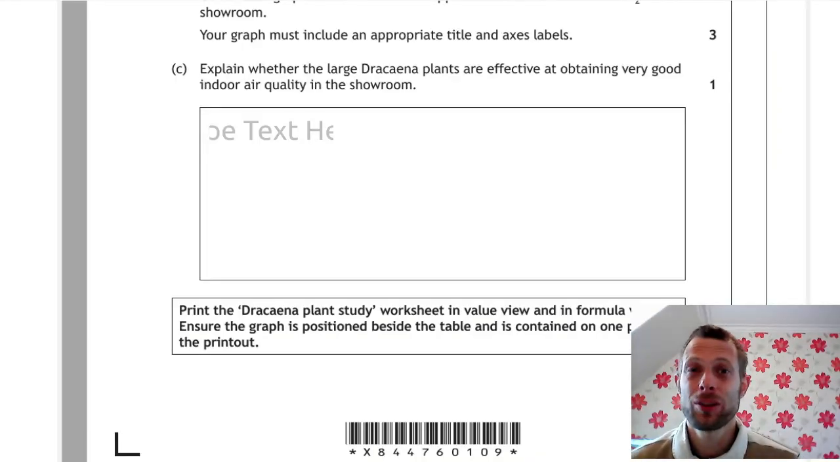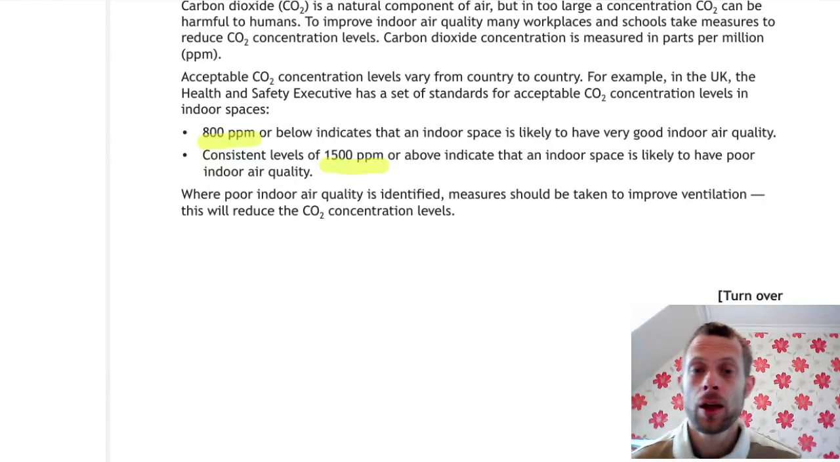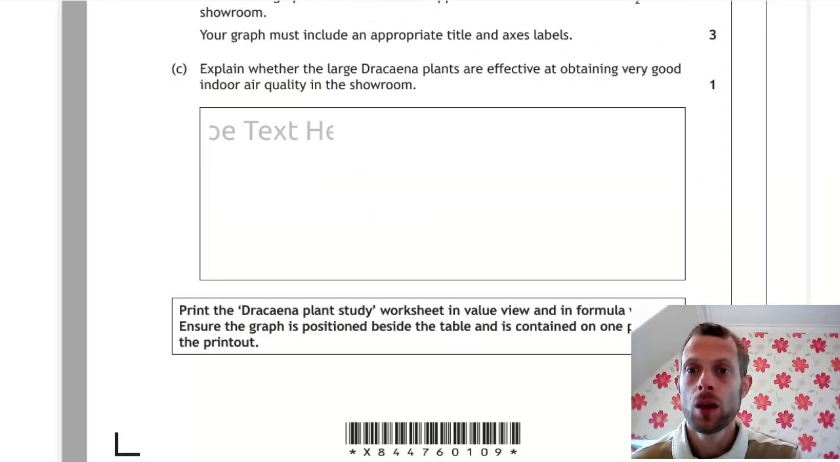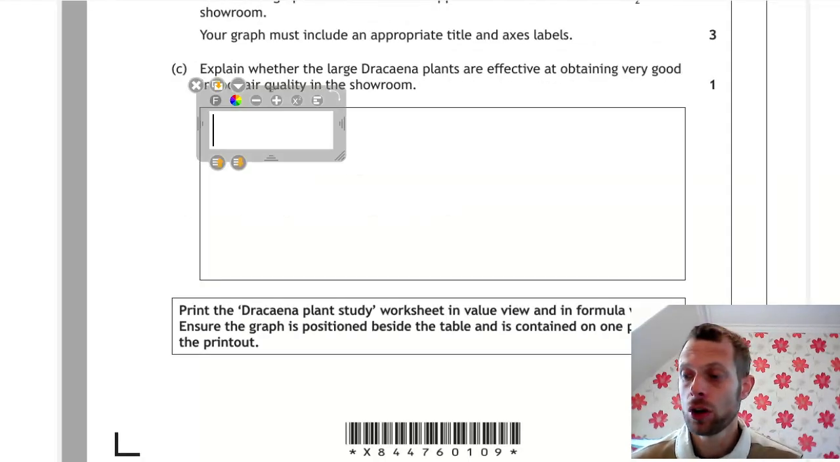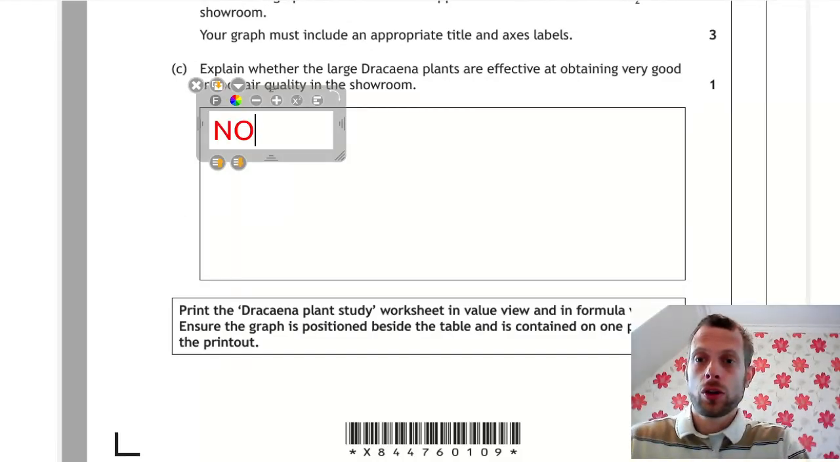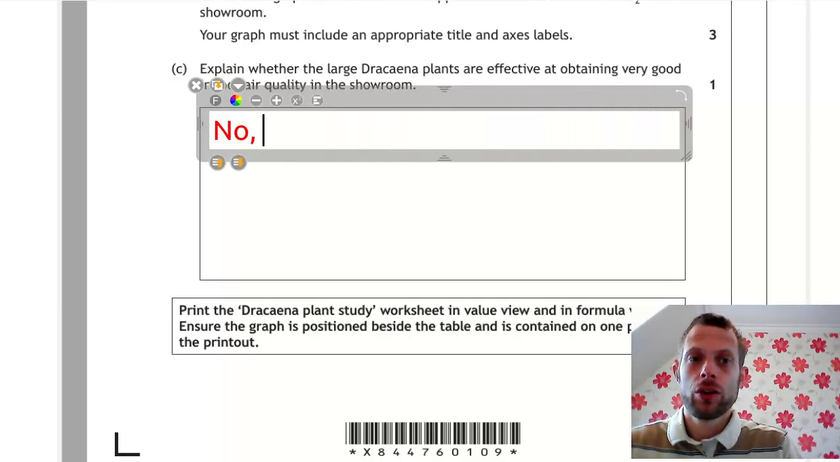In part C we have to make this comparison and decide whether the Dracaena plants are effective in the long run at obtaining very good indoor air quality. This is when we need to look at the data booklet information and use this 800 parts per million, which means if it's below 800 parts per million, we have very good indoor air quality. So we found from our modelling that in the long run, it only tends towards 1384. So the conclusion is, no, the plants do not give very good indoor quality.